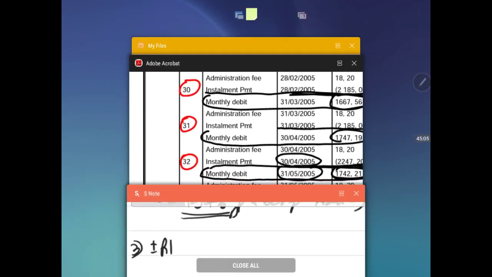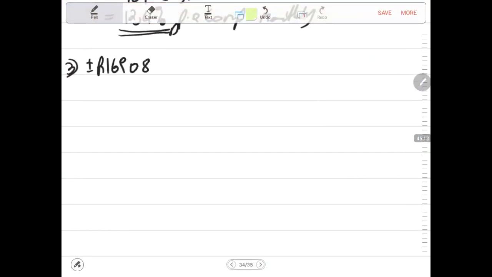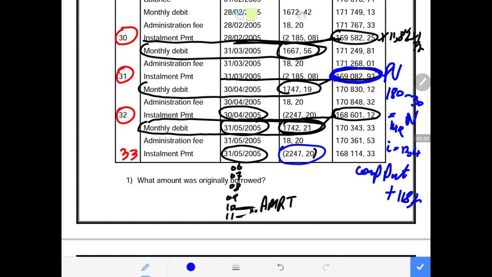We say the closing balance is 169,082.93. This is our present value in the new annuity, the amount we started with when the interest rate changed to 12.4%, divided by 12 because it's compounded monthly. Then we have 180 minus 31, because 31 payments were made at the old interest rate of 11.8%. From the month of April 2005, the interest rate changed. Then we have a new annuity that starts with the present value of 169,000, which is the closing balance of the previous period.